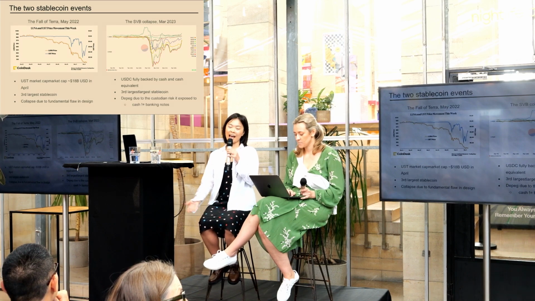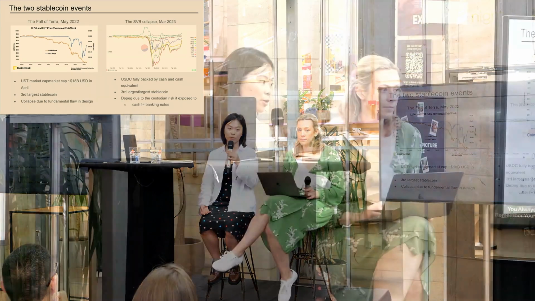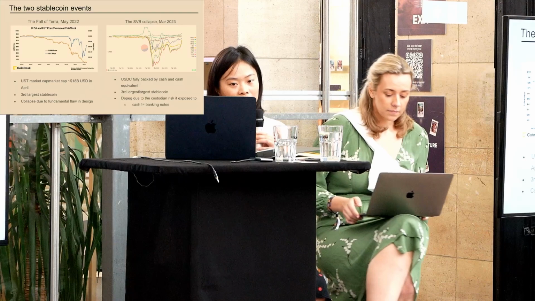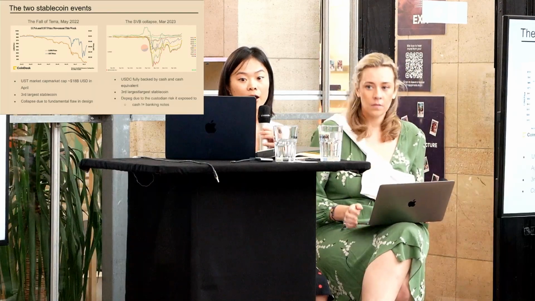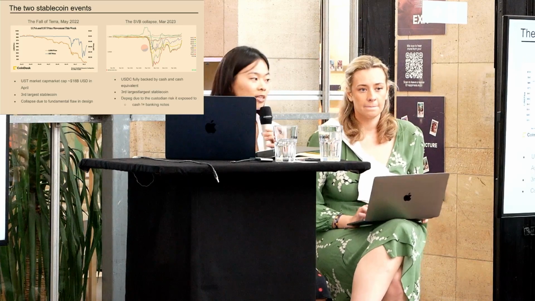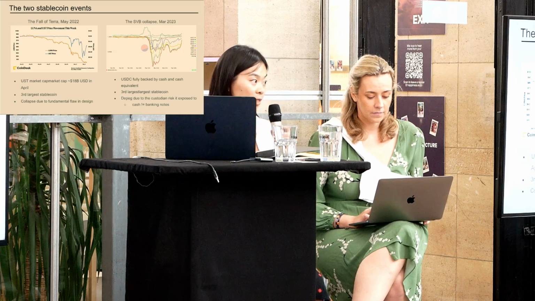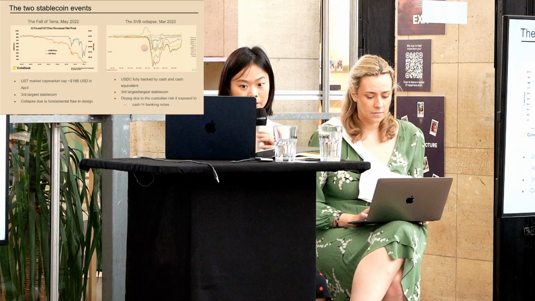So I think everyone must be really familiar with the two most significant stablecoin events in the last 2 years. The one on the left-hand side is the fall of Terra. UST's value went down from $1 to 10 cents in just a couple of days in May 2022.